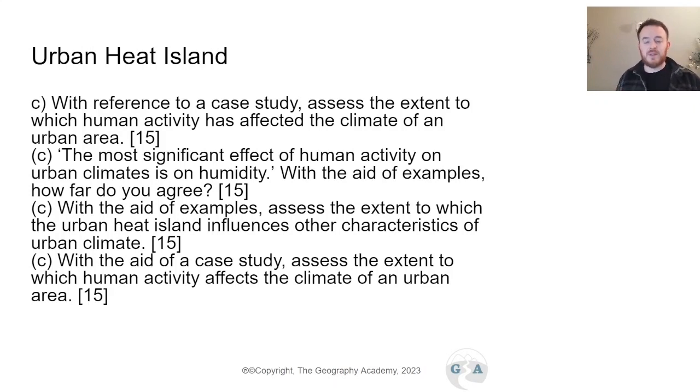This is just examples from the last maybe 4 years. You can go back further and look at past paper questions, but most of these relate back to the urban heat island effect. It does expect you to have at least one case study here, like mentioning, for example, the extent to which human activity has affected the climate of an urban area. It does say there with a case study, so it's singular. It wants you to talk about one. You can definitely have a minor case study to compare there. Overall then, that is about just the urban heat island, understanding the different effects and then having statistics to back it up.